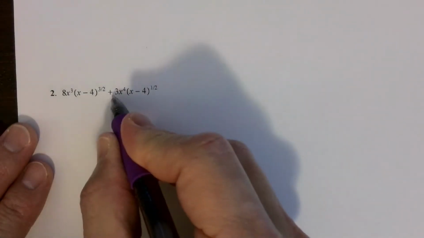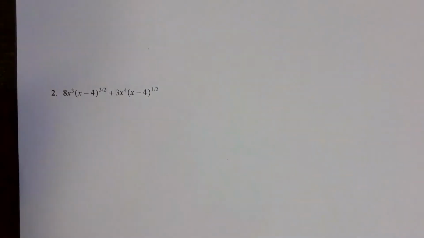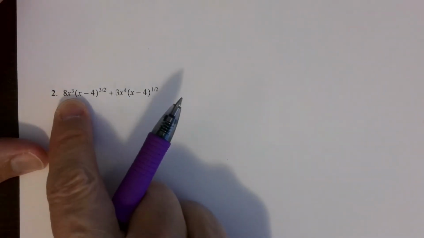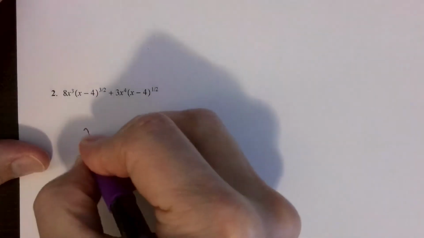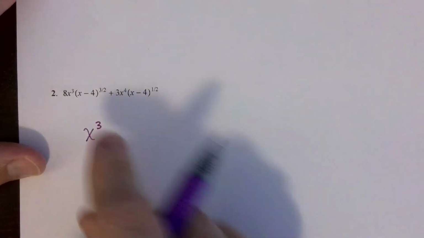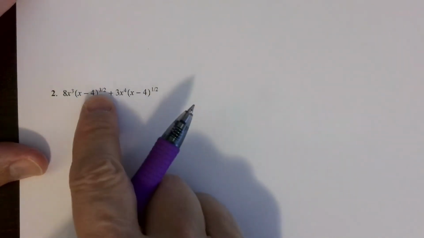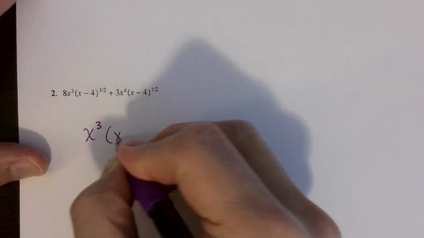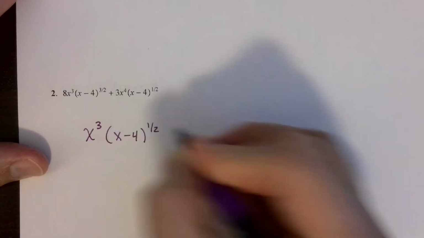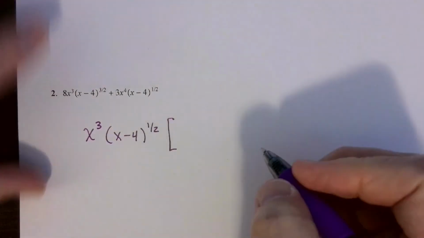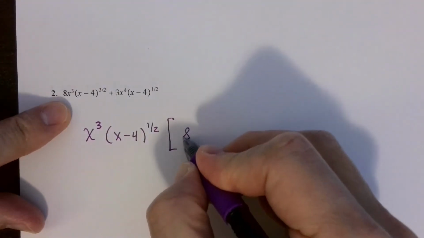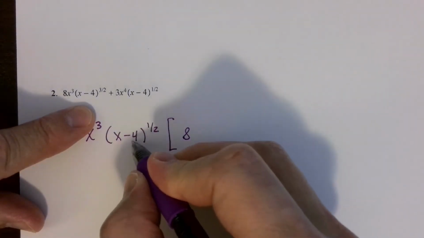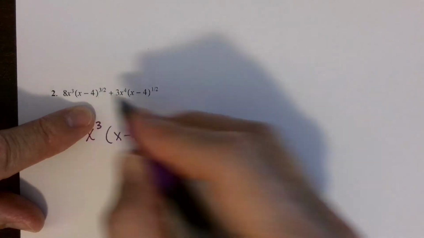8 and 3 are our numerical coefficients. There's no common factor other than 1 that we'd want to pull out of those. And then x cubed and x to the 4th, so I'm going to pull out x cubed, the smaller of the two powers. And then x minus 4 to the 3/2 or to the 1/2, which is smaller? 1/2. So I'm going to pull out x minus 4 to the 1/2 power. Again, brackets, what's that leave me for the first term? I've got this 8. The x cubed was pulled out. What's left? I factored out x minus 4 to the 1/2 from x minus 4 to the 3/2.